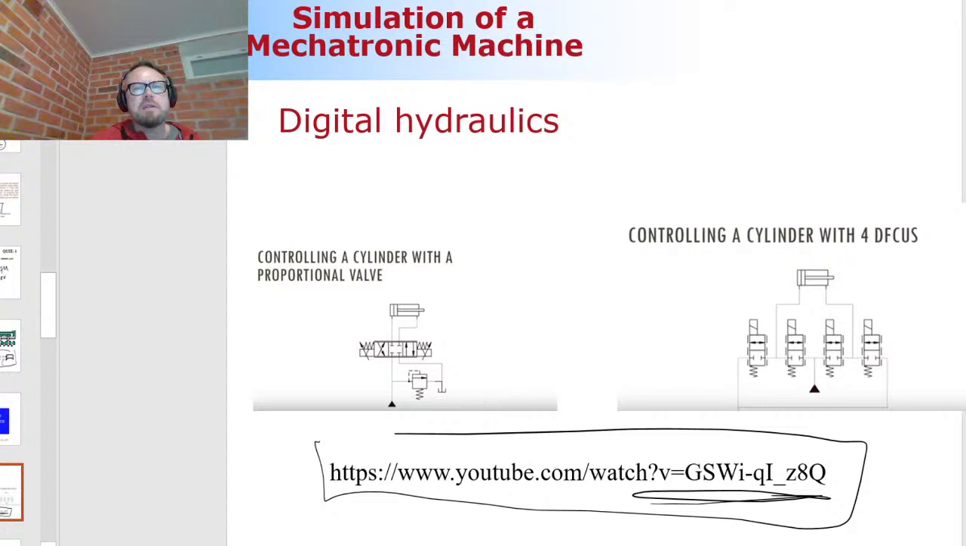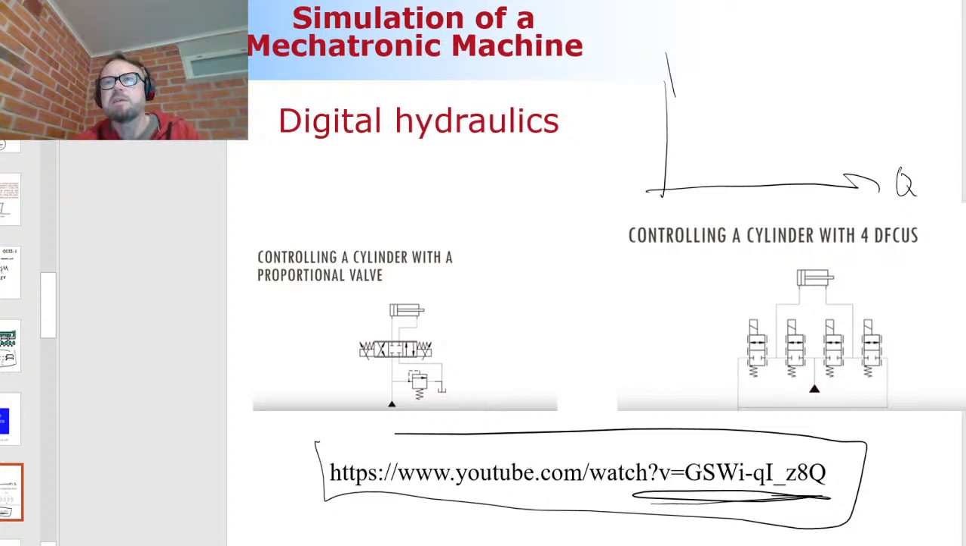What is the deal with digital hydraulics? Well, digital hydraulics is replacing conventional valves that are based on the motion of the spool by a number of on-off valves. That's where the name digital is coming from, because these on-off valves are either fully closed or fully open. And of course, one valve is not doing the job because of the flow characteristic curve of the valve that is based on the spool motion.